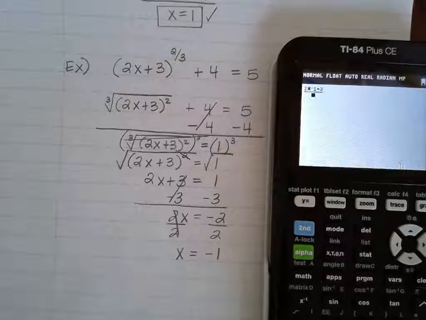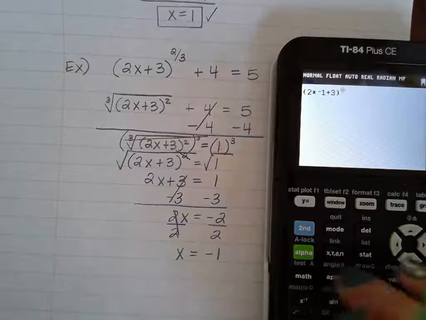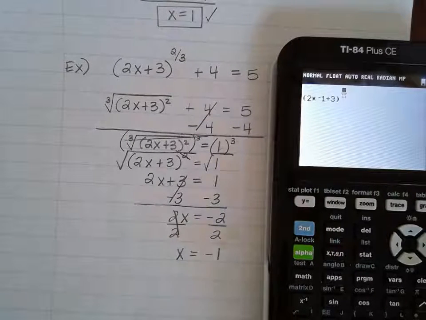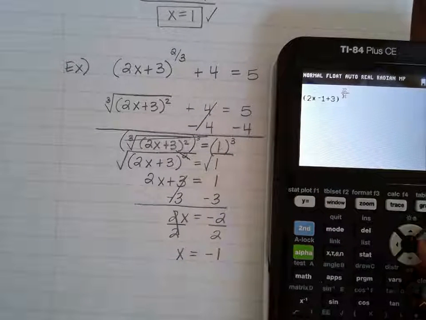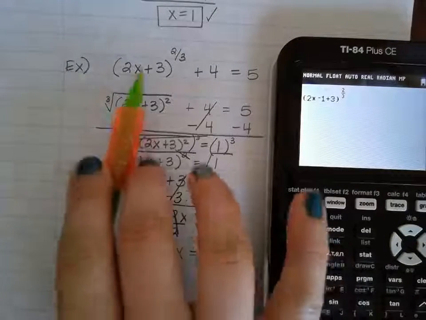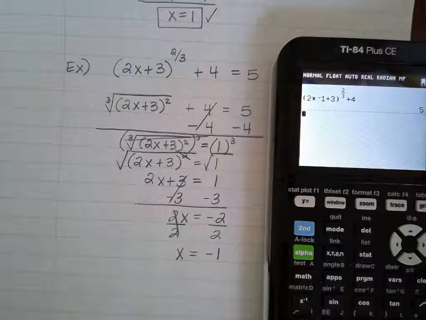Oops, nope, that's not the way I want it. Let's try that again. Parentheses, 2 times negative 1 plus 3. Close the parentheses, raised to, that was the part I forgot before, 2 over 3. Putting it into the original equation, and I'm plugging in negative 1 wherever there's an x. Plus 4. And my answer is 5.